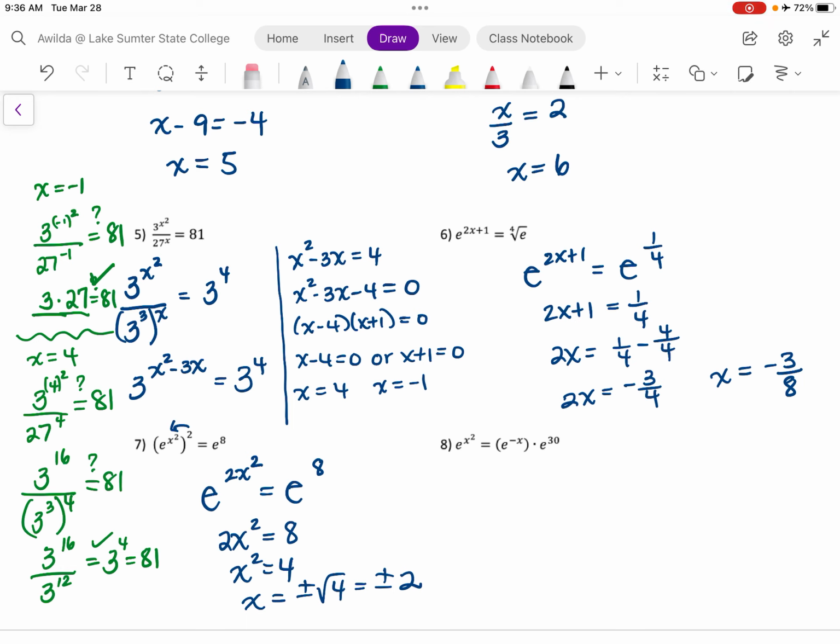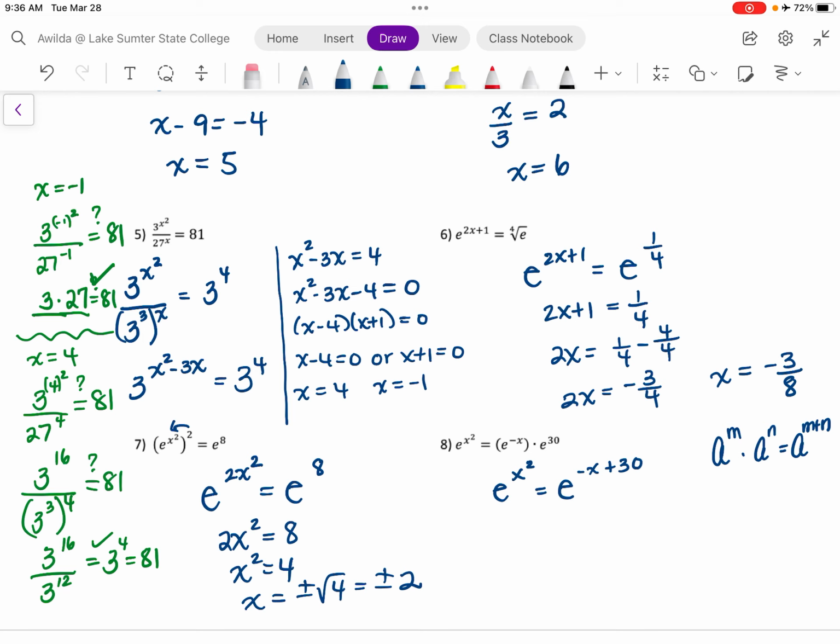In example 8, let's rewrite that right-hand side as e to the negative x plus 30 power. And we haven't seen this rule so far in these notes, but it's a previous rule that says a to the m times a to the n equals a to the m plus n power. So when we multiply e to the negative x by e to the 30, we're actually going to be adding those exponents.